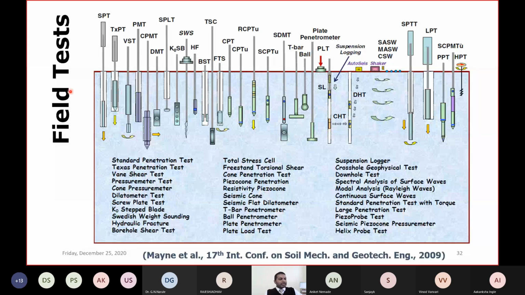So there are various field tests available. This PPT will be given to you. So SPT, TXPT, VST, CPMT. There are a number of tests available, and based on those methods, your result can be interpreted for your type of samples. Okay. So over here, I'm going to take a field test such as your SPT.